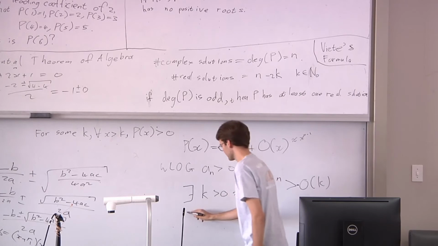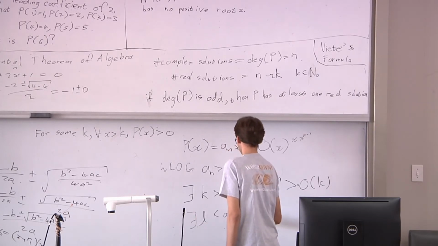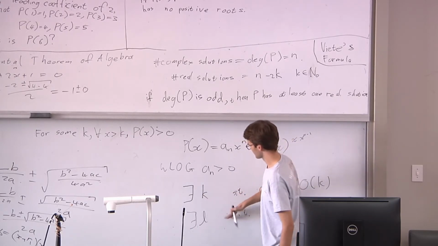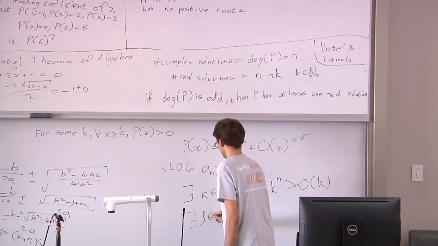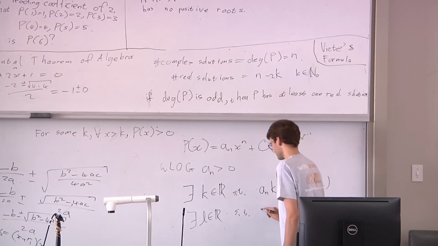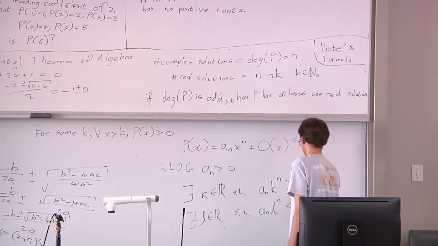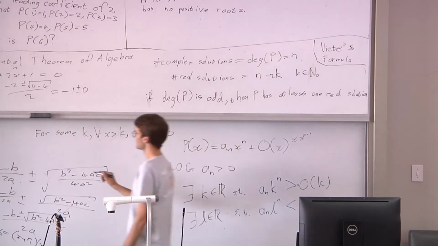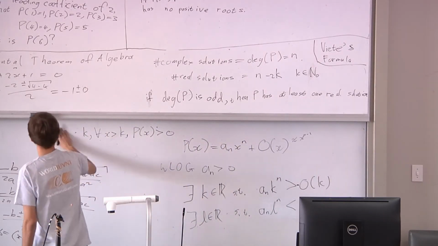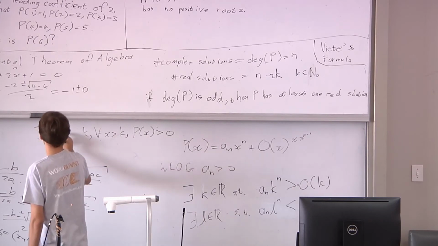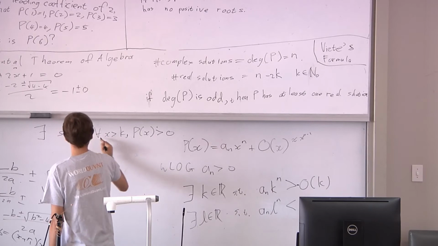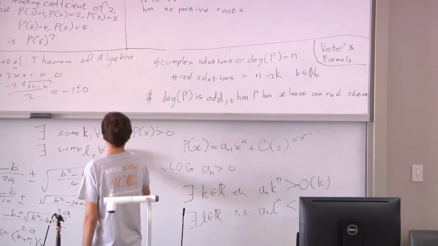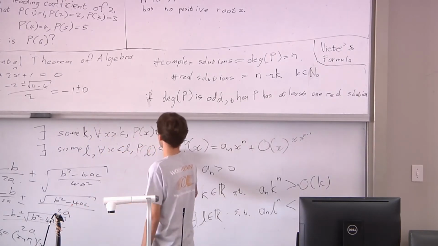Similarly, there exists an owl, it doesn't have to be less than 0, it could just be an element of the reals, such that a(n) owl to the n is less than minus owl, which is to say that there exists some k such that for all x there exists some owl such that for all x less than owl, p of owl is less than 0.